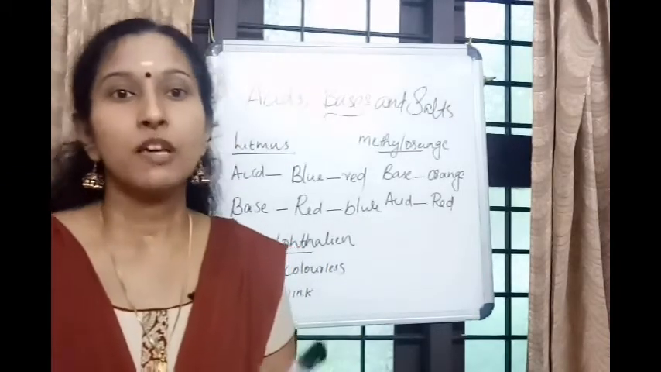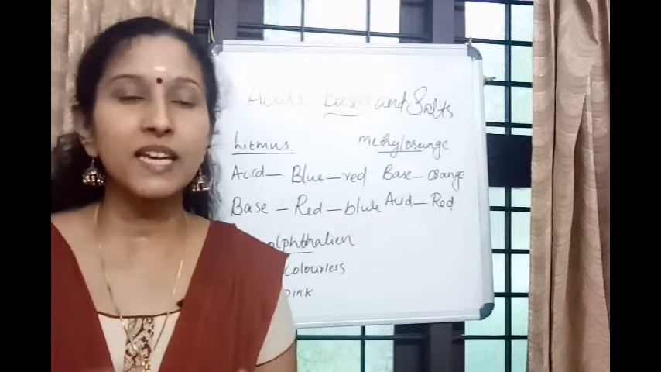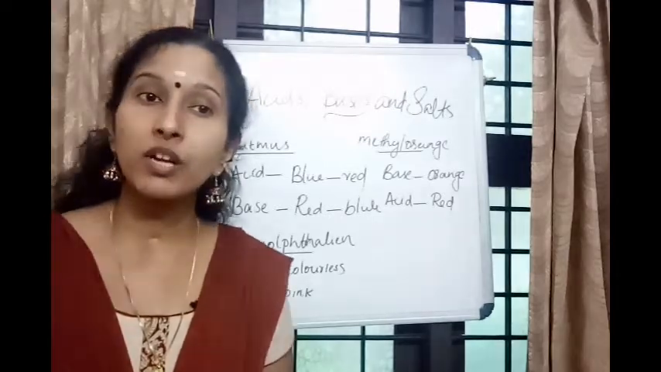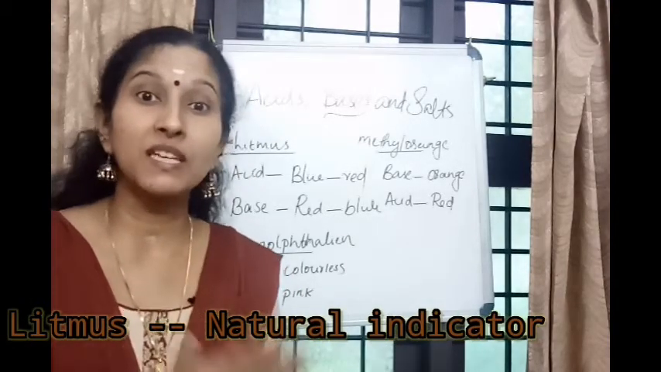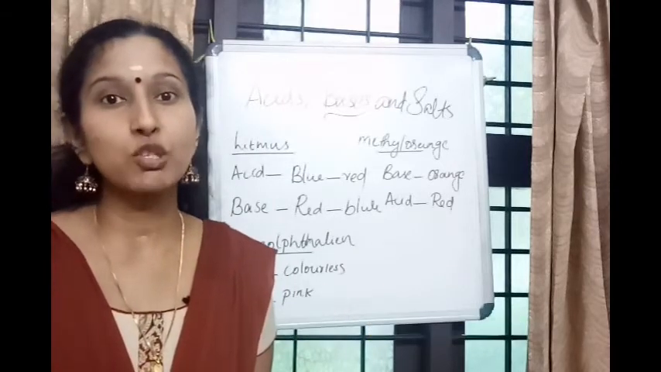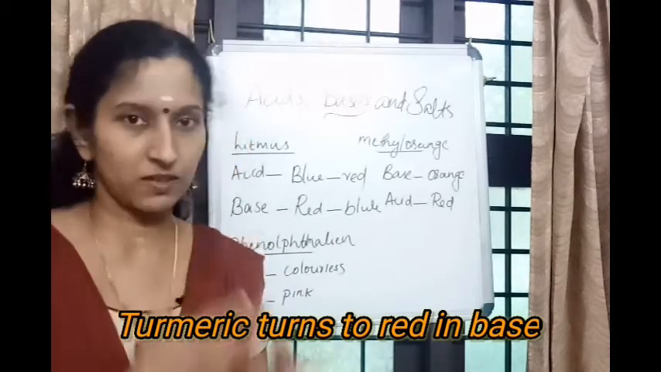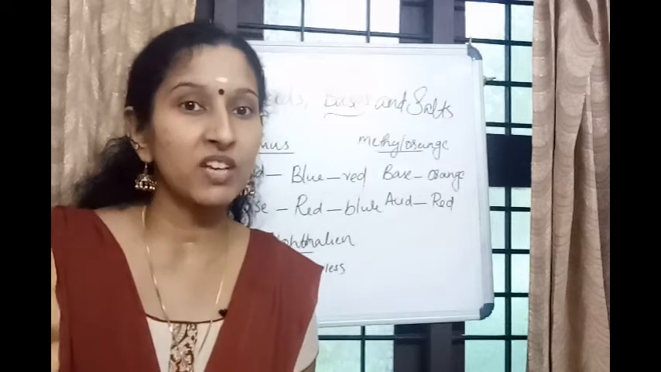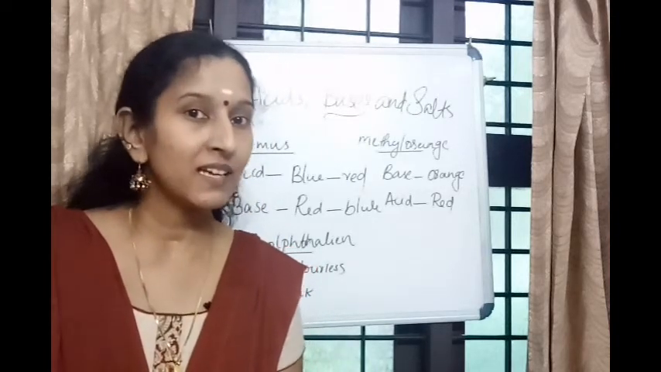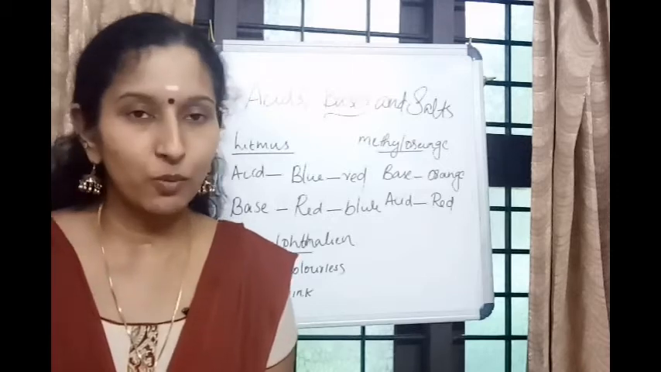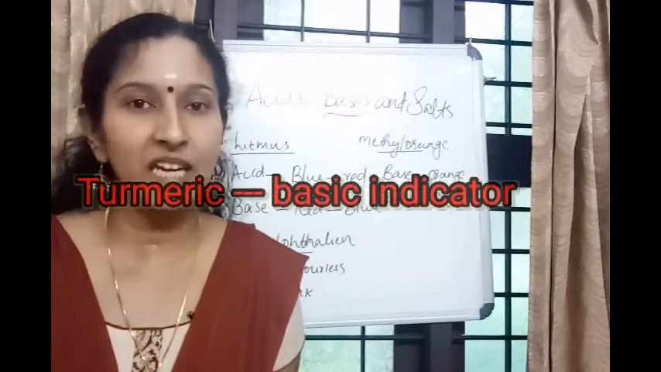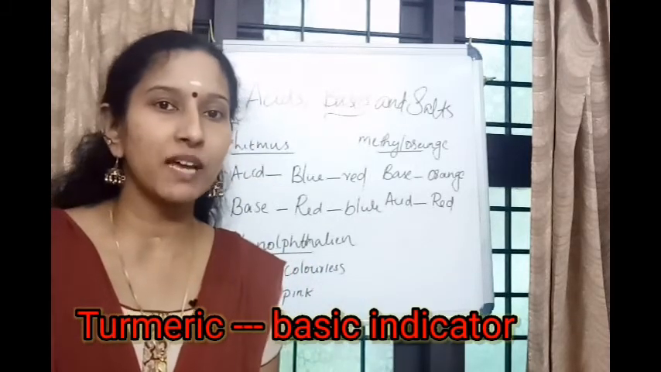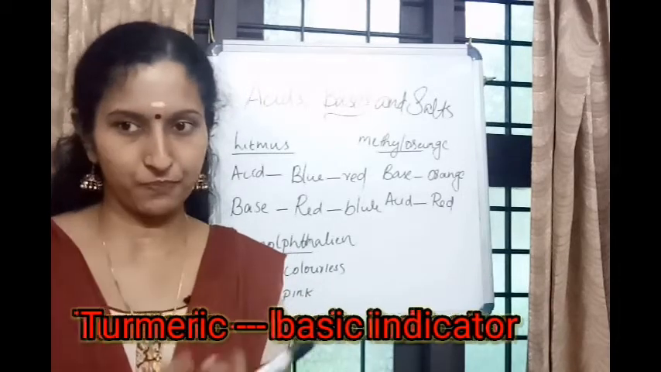We have litmus, phenolphthalein and methyl orange as the indicators. Litmus is an example of natural indicators, and we can include turmeric also in the natural indicators. Turmeric is a basic indicator. Turmeric turns to red when it contacts a base. That's why if we wash our clothes containing turmeric stain with soap, you may see that yellow color changes to red. Why? Because turmeric is a basic indicator. Soap is a base. So when soap comes in contact with turmeric, it changes its color to red.